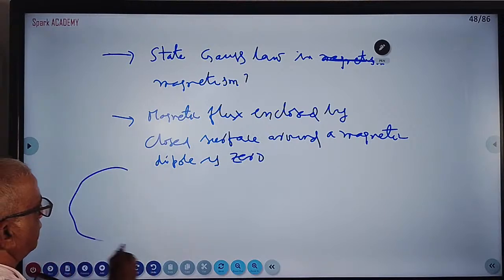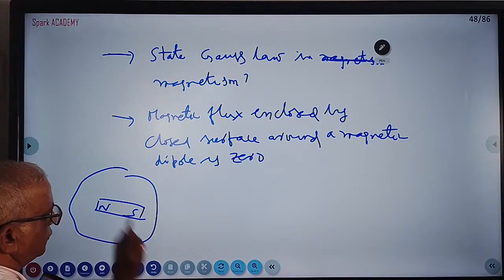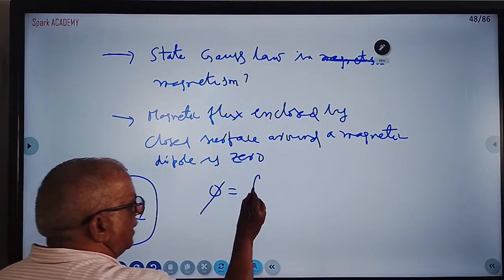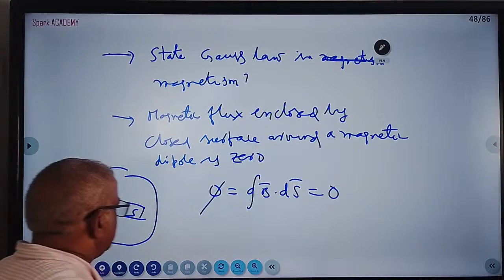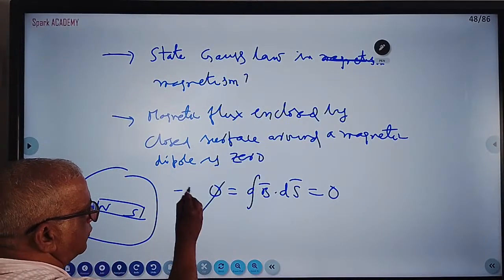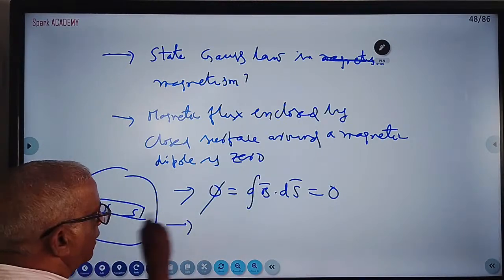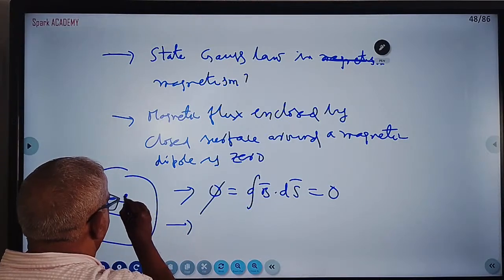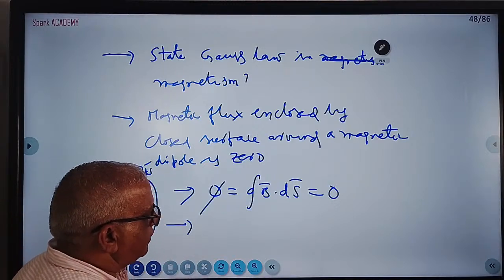So there is a closed surface, and the magnetic dipole is inside like this. Flux enclosed. Flux means what? Integral of B dot dS. This will be equal to 0. Why is flux 0? Because north and south poles cannot be separated. So magnetic flux will be 0. B means magnetic field. You take a small area, and if you take dS like this, the integral of B dot dS is 0.